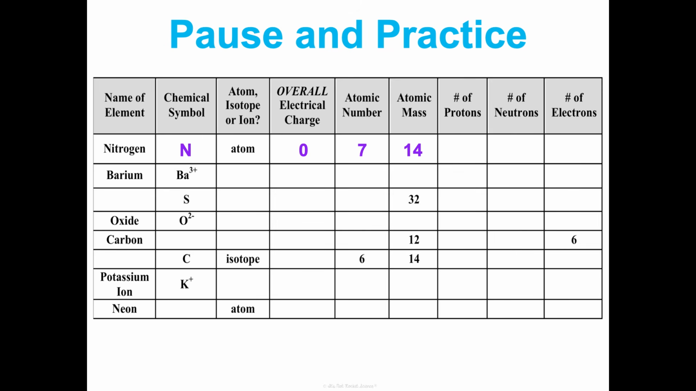So that rounds down to 14, which is the most common mass number for an atom of nitrogen. If the atomic number is 7, that means the number of protons is 7. To figure out the number of neutrons, we'll do the mass number, 14, minus 7 protons. That gives us 7. And since the overall electric charge is 0, the number of electrons needs to be 7 to balance out the 7 protons.